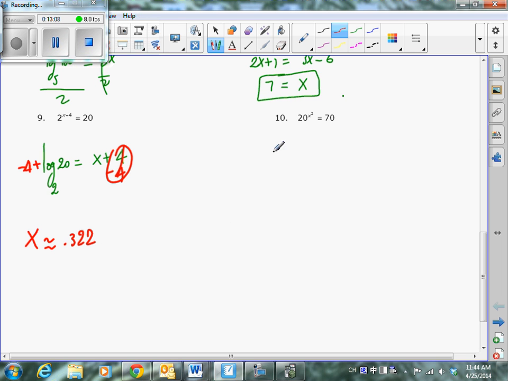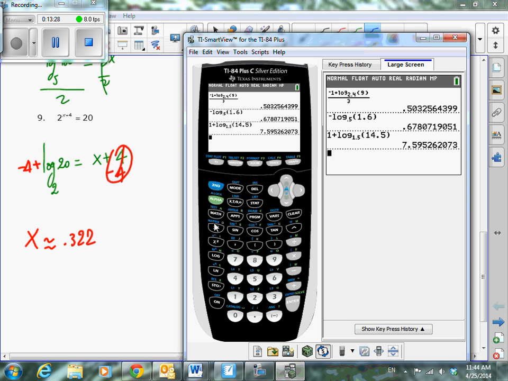All right, this one is similar. Drop the base and switch. Give me log base what? Of 70 is equal to x squared. And what do I do next? Square root both sides to get x approximately equal to the square root of log 70, 20. I'm doing it. It doesn't matter.